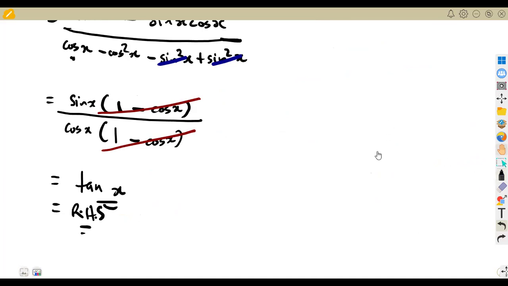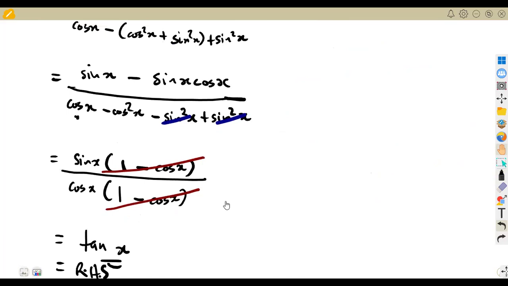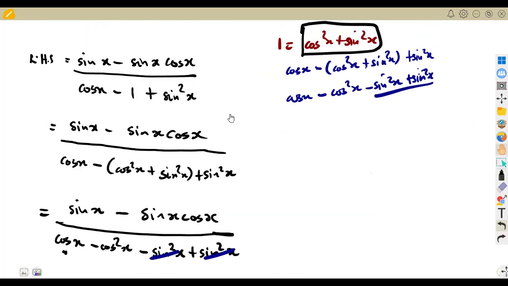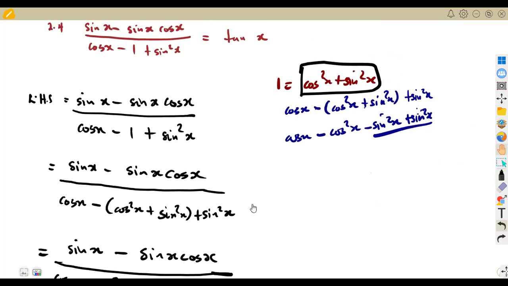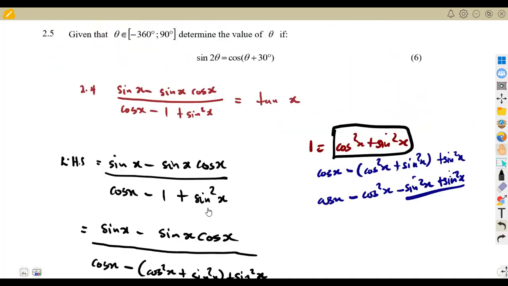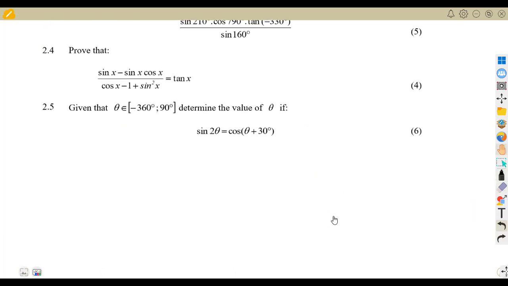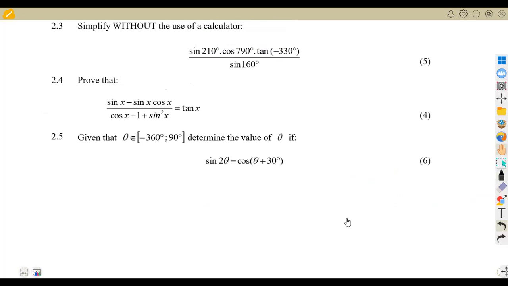All right, let's consider the other question. This was just a proof. As you can see, it was just a proof here. Okay, let's consider the other question. 2.5, they are saying, all right, 2.4 actually. This is 2.4.